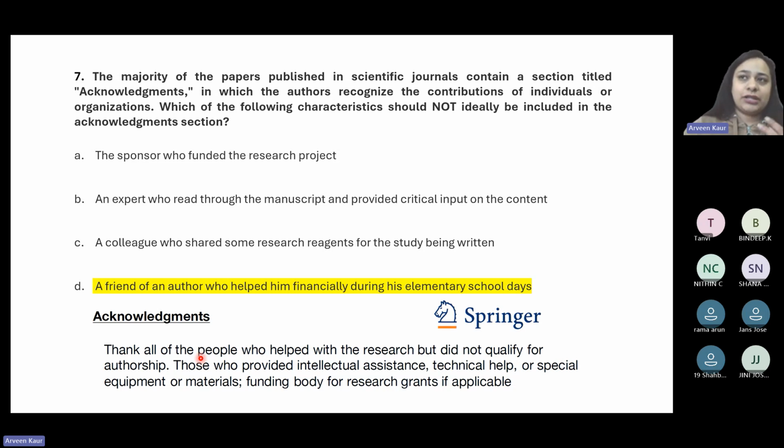But they have not done an experiment per se that has gone into research or has contributed directly to the research, right? But nonetheless, they have helped you for your research. So even if they did not qualify for authorship, you should always acknowledge them in the acknowledgement section. Also, those who provided intellectual assistance, technical help or special equipment or materials, right?